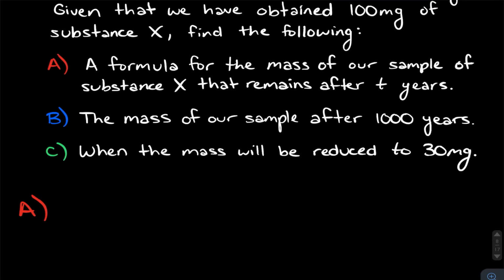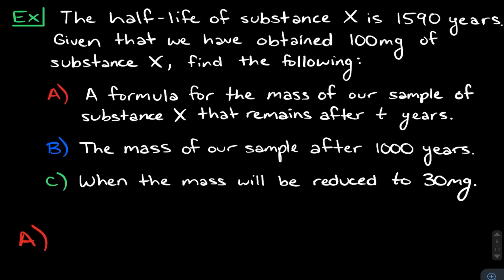So how do we do that? Well, like always, we want to find k, right? That's really how we're going to start this problem. And so how do we do that? Well, let's actually write our equation again. M equals m naught e to the kt. Okay, what do we know? We know that this half-life is 1,590 years. Okay, so that's something we can write down.